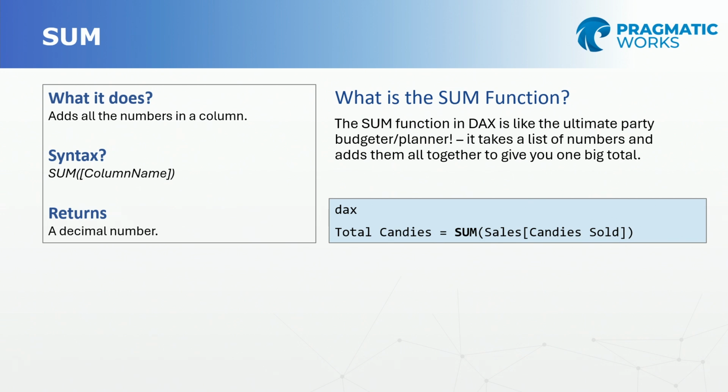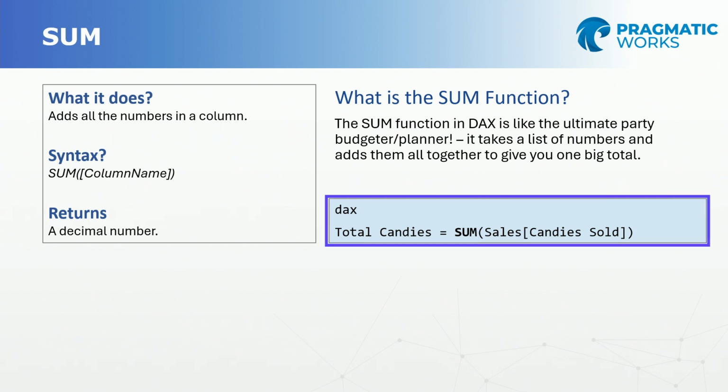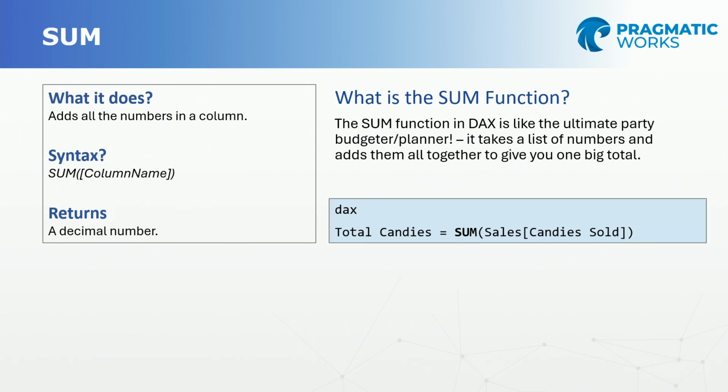You could get a whole number. I mean, you name it, right? So that is what it's going to return. An example would be, let's say I own a candy shop, right? And in this candy shop, I'm trying to figure out the total candies that I sold. So I would say total candies equals sum of my sales table, candies sold. That's the general nature here. Let's go ahead and see it in action.